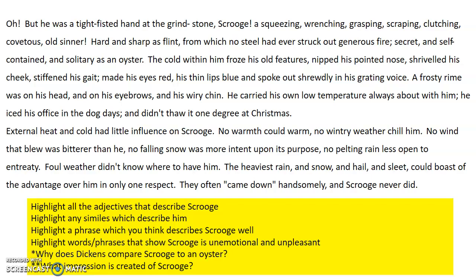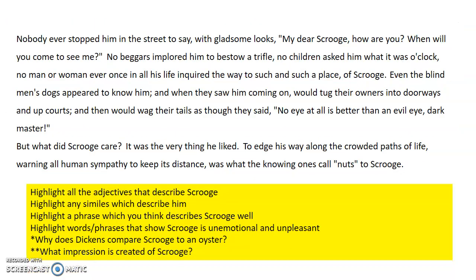Right, have a look at Scrooge's first introduction here. I've put some prompts at the bottom in the yellow box, and really try and annotate it in detail using those prompts there. And then again on this one as well. Pause it, spend a couple of minutes, and then we'll go through some ideas.